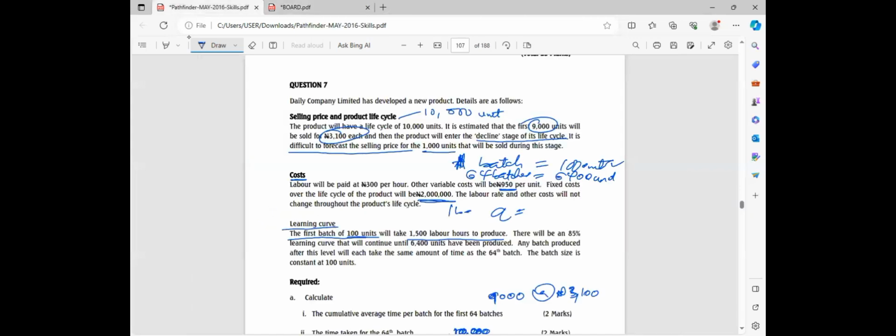Now, from where they said the 85% learning curve, we know what that means: the learning rate will continue to have impact because of improved efficiency as they repeat the task, until 6,400 units have been produced. So after 6,400 units, the learning curve will not have impact on any units produced, as each will take the same amount of time as the 64th batch.